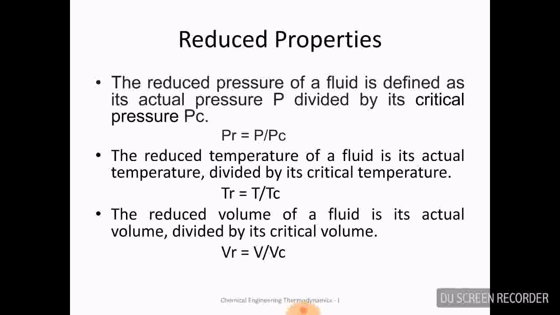Reduced properties. We have three reduced properties: reduced pressure, reduced temperature, and reduced volume. The reduced pressure of a fluid is defined as its actual pressure P divided by its critical pressure Pc. The reduced temperature of a fluid is its actual temperature divided by its critical temperature. Similarly, the reduced volume is the actual volume of the fluid divided by its critical volume.